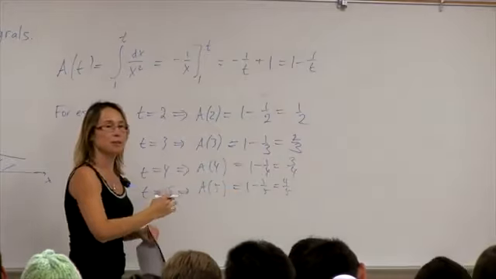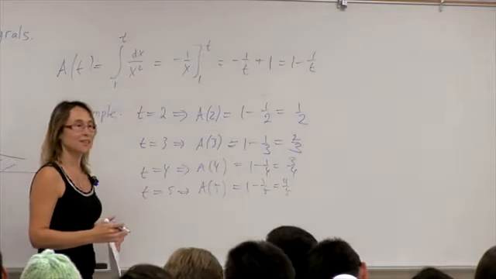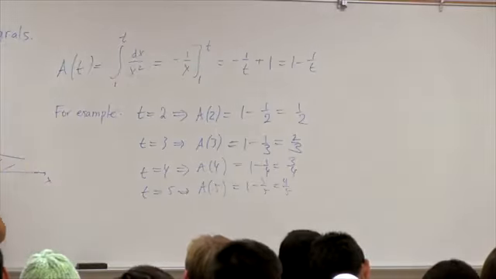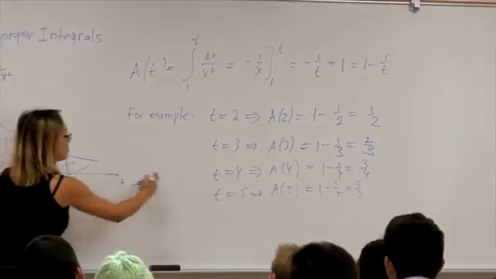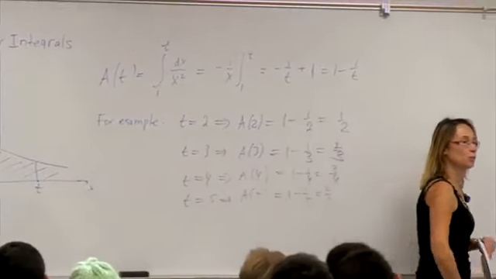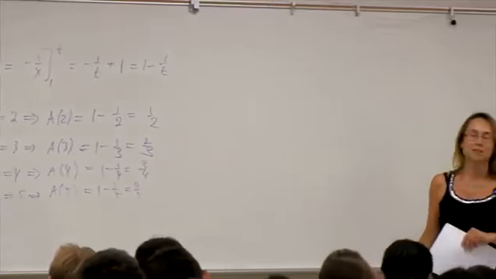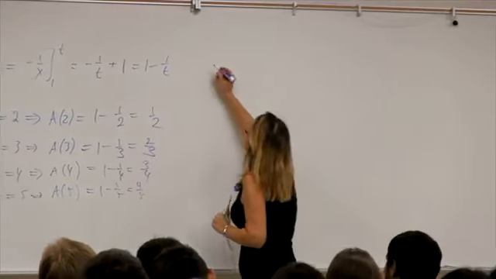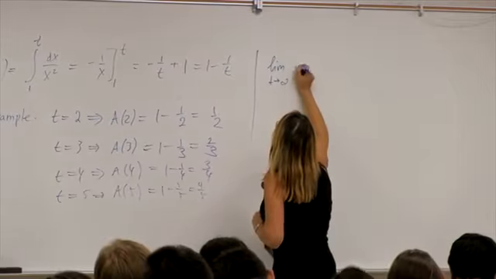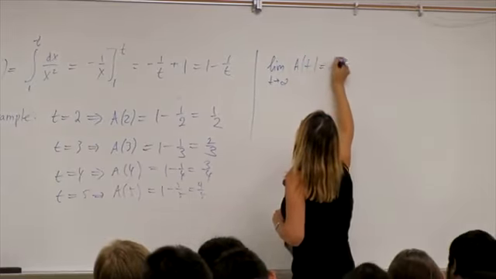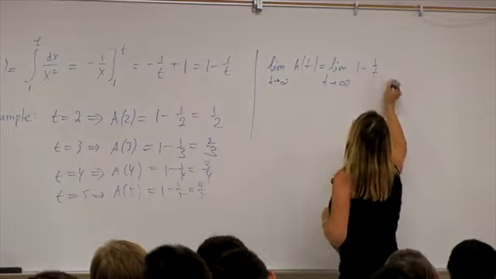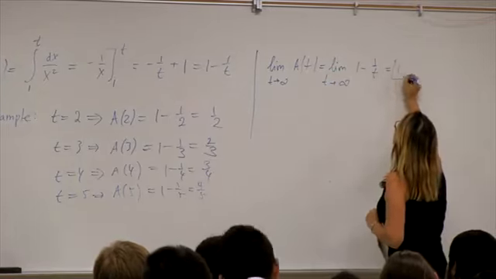You can see that it gets bigger and bigger, but it has a finite limit, right? As I shift this boundary to go from 2 to 3 to 4 to 5, the total area increases, but you can see that it doesn't increase without bound. Where is the limit? 1, right? So we can say that the limit as t goes to infinity of A of t is the same as the limit of 1 minus 1 over t, which is 1.